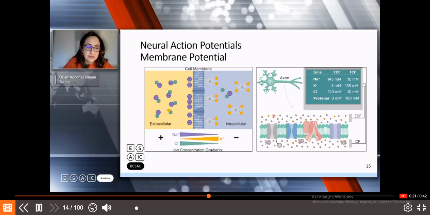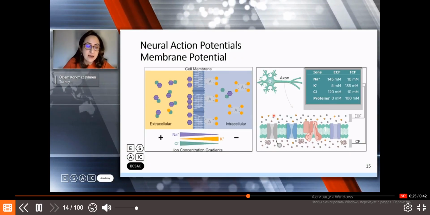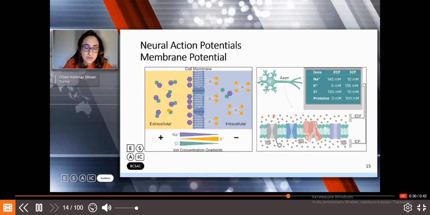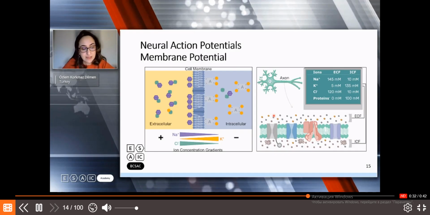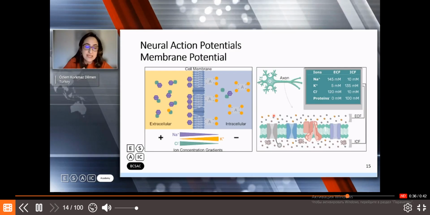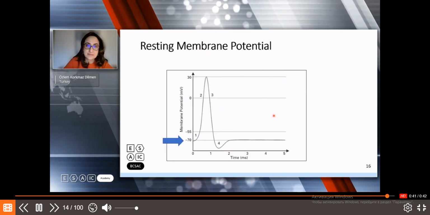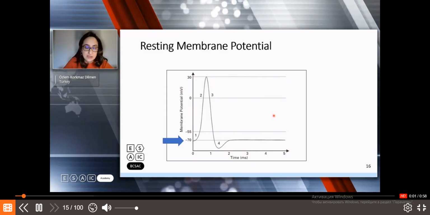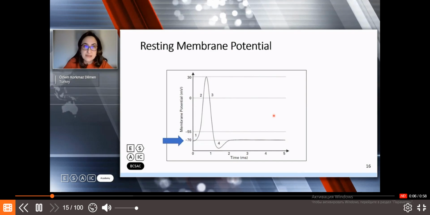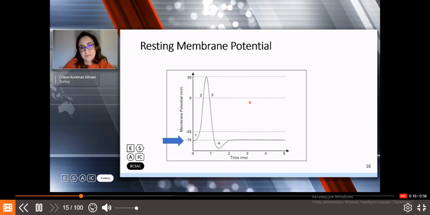In a neuron, in its resting state, the concentration of sodium ions is higher outside the cell than inside. The relative concentration of potassium ions is the opposite. This different distribution produces chemical and electrical gradients. The potential difference present across the cell membrane when no stimulus is occurring is called the resting membrane potential.